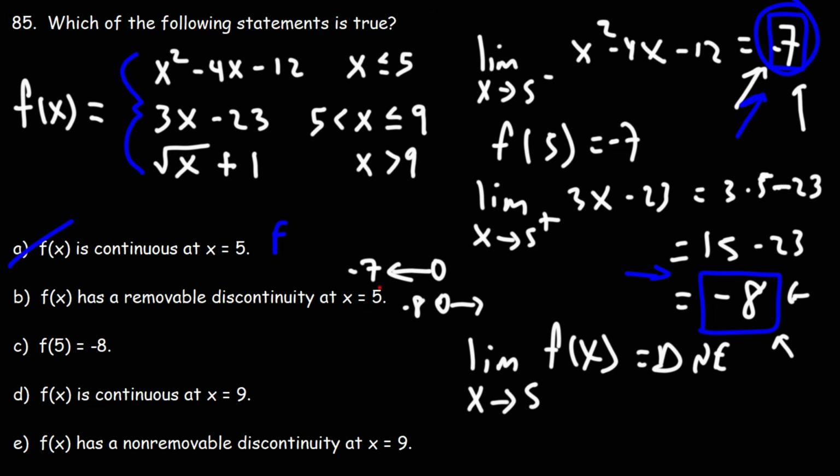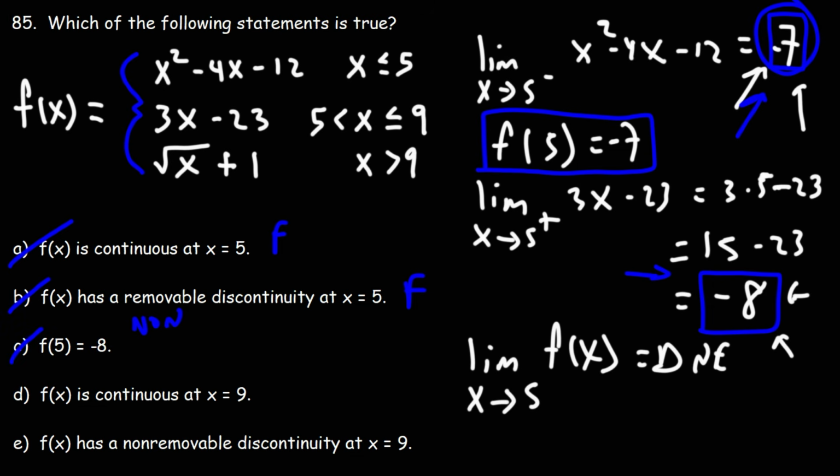But at negative 7, we have a closed circle because it includes 5. And this will be an open circle. But because of the disconnect, it's a jump discontinuity. And jump discontinuities are non-removable discontinuities. So that's why B is false. What we have is a non-removable discontinuity, not a removable one. Now what about answer choice C? f of 5 is equal to 8. Well, we know that's false. f of 5 is negative 7.